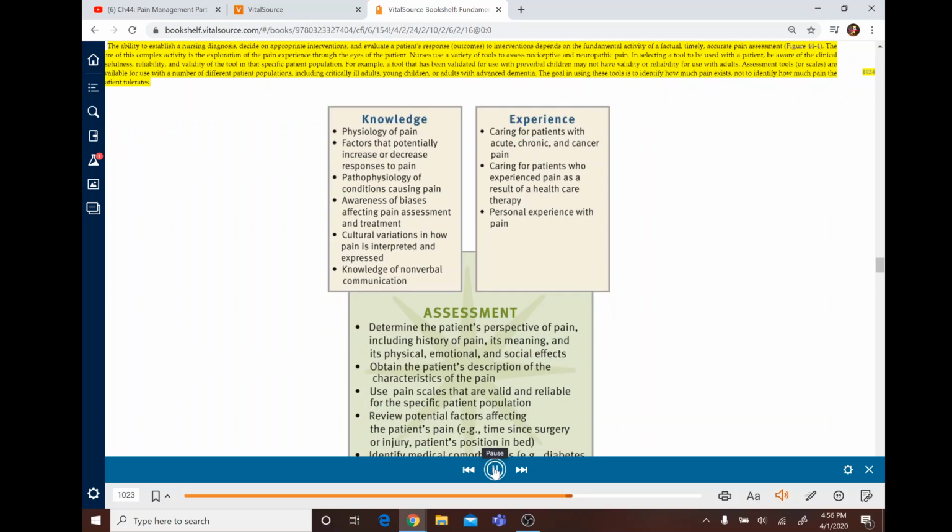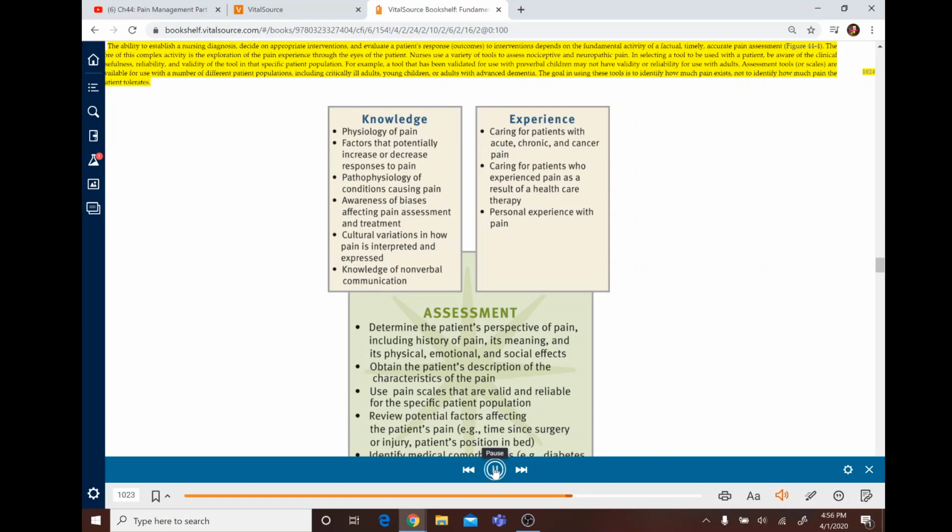Treatment. The ability to establish a nursing diagnosis, decide on appropriate interventions, and evaluate a patient's response, outcomes, to interventions depends on the fundamental activity of a factual, timely, accurate pain assessment, Figure 44-4. The core of this complex activity is the exploration of the pain experience through the eyes of the patient.